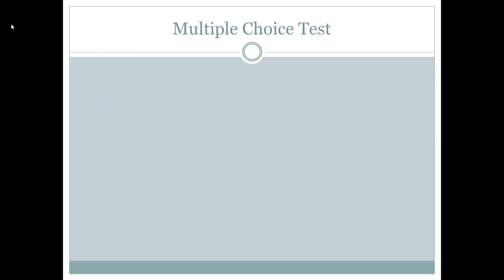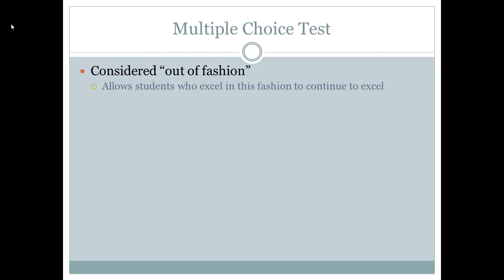So the second phase of my assessment would be a multiple choice test. Now I know that going through this course we've learned that multiple choice tests are kind of considered out of fashion. However, I don't think it's fair to completely remove these from the assessment process, since there are many students that do excel in this kind of assessment, and to take that away from them and force them to do different types of assessments wouldn't be fair to them.